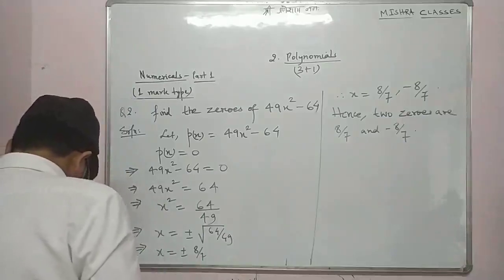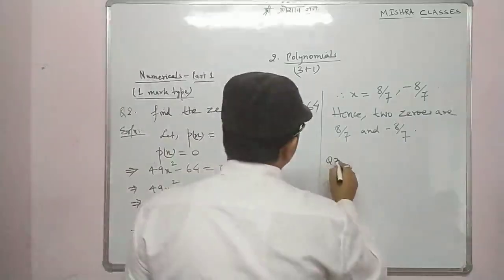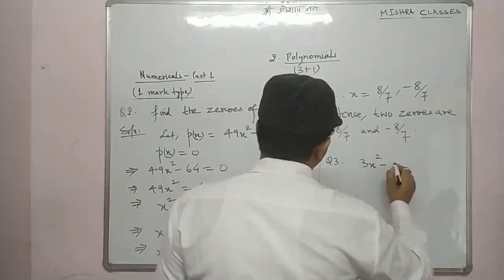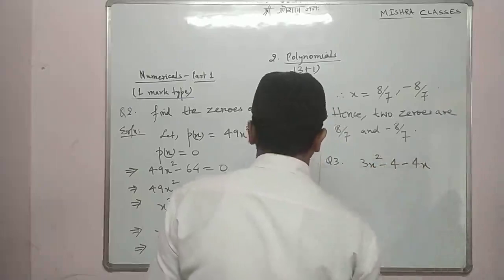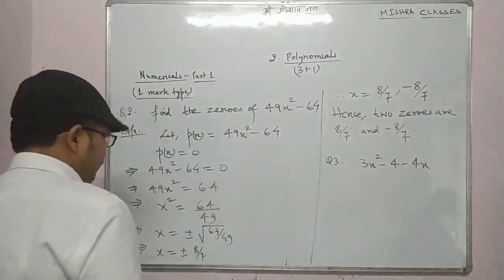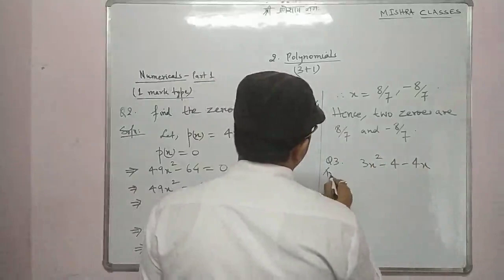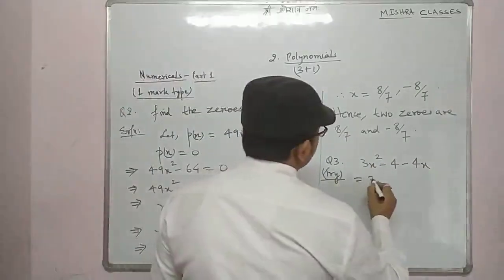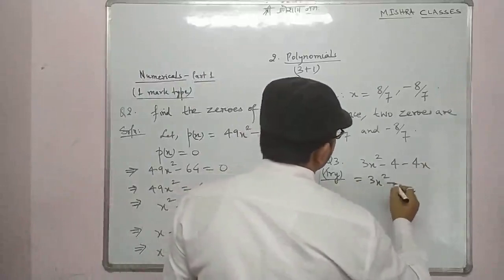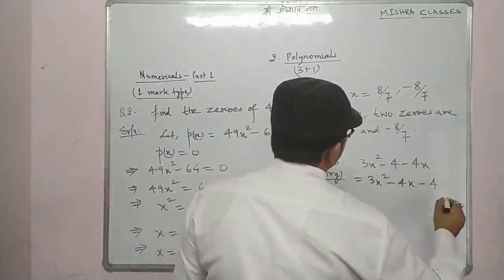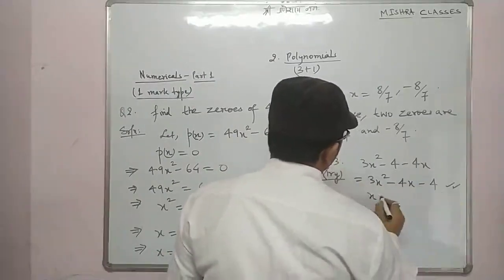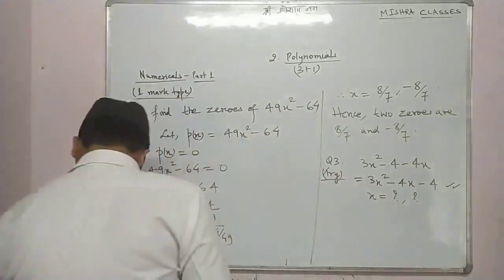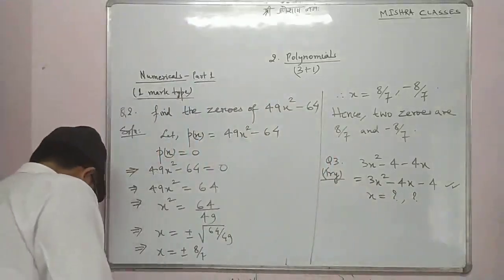Similarly, you can do question number 3. Question number 3, find the zeros of 3x square minus 4 minus 4x. Okay, 3x square minus 4 minus 4x. You can do this on your own. Try, although I have already given this in the notes. One step I am just writing 3x square, you rearrange it, put it in the second position, minus 4x minus 4. Now you can solve it on your own. So you have to find the value of x. Okay, two values of x. Is it clear? Next we have question number 4.